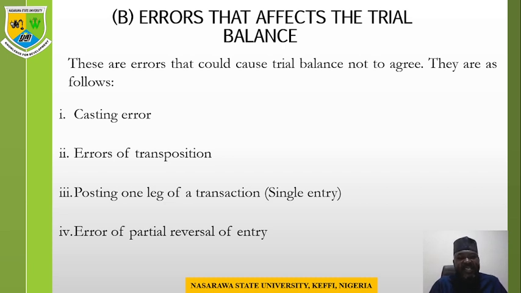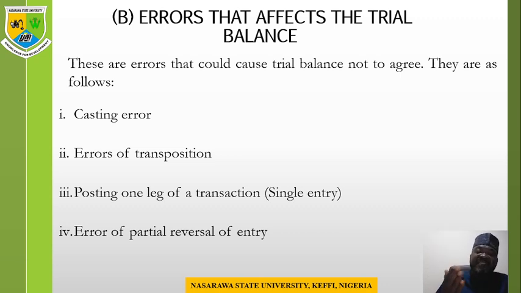Error of partial reversal of entry. In the last previous category of errors that we looked at, i.e., errors that do not affect balancing of trial balance, we identified complete reversal of entry as one category. However, if you have a partial reversal of entry, your trial balance certainly will not balance. Reason being that trial balance is built upon the principle of a double entry system.